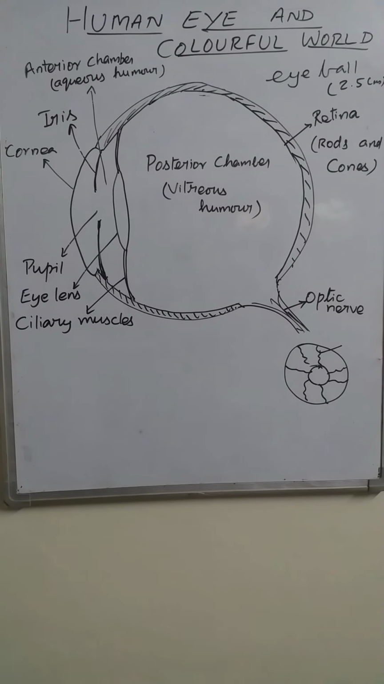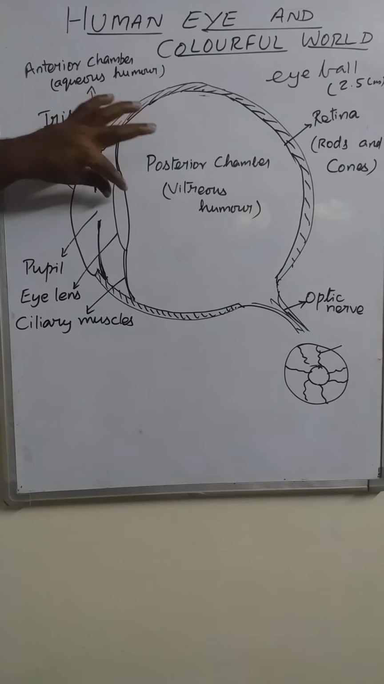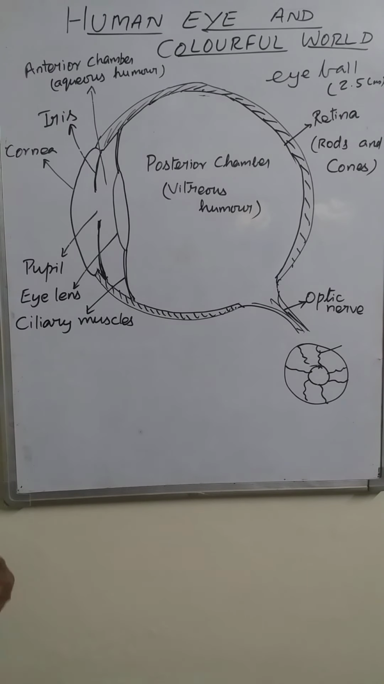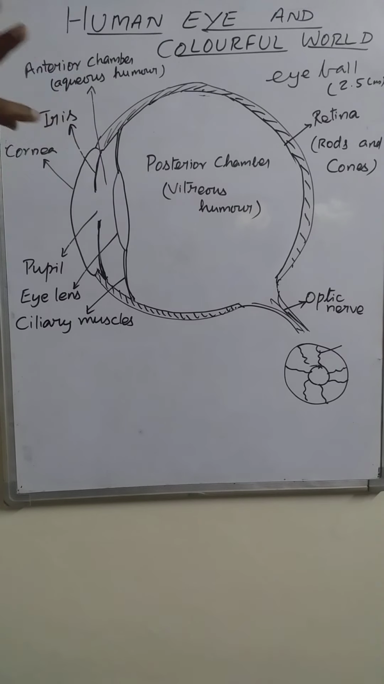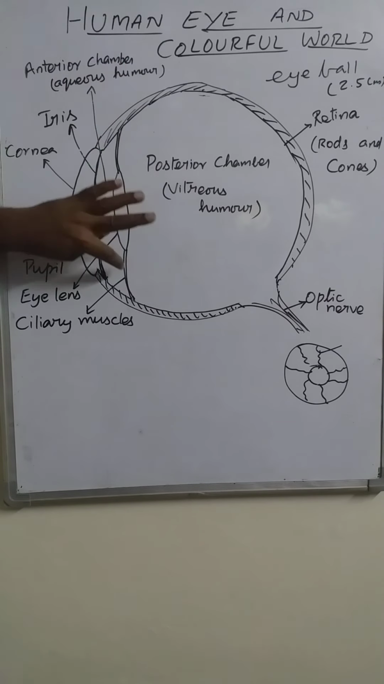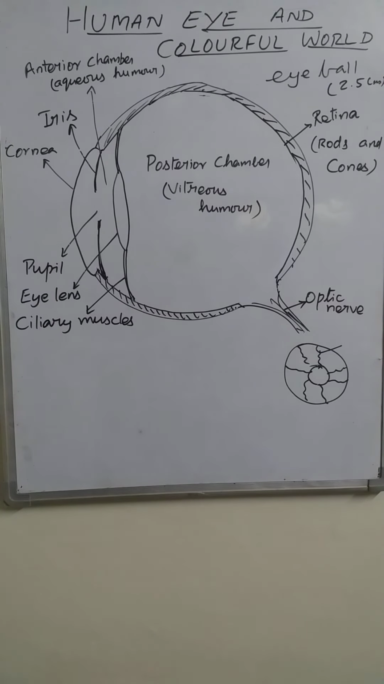After that, the light enters into another part. That part is made up of very transparent crystalline tissue, which is very soft, and that crystalline tissue is supported by a kind of muscles. Those muscles are connected to the eyeball. Those muscles are known as ciliary muscles. So ciliary muscles support the eye lens.